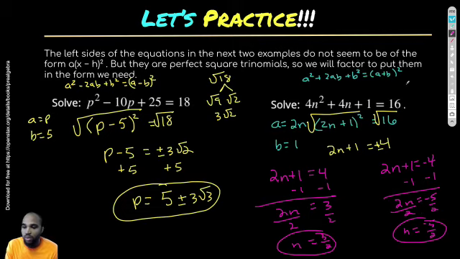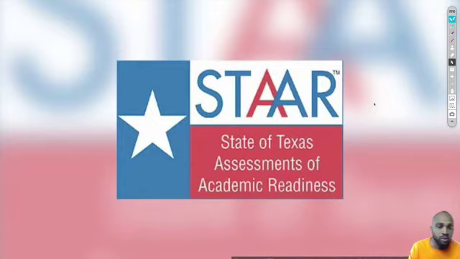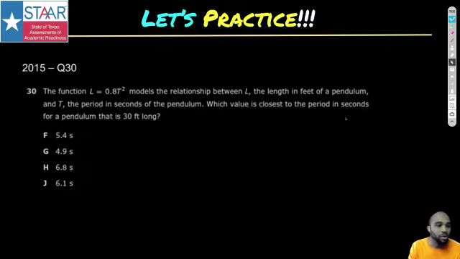There we go. All right, so that's how you would handle that if you had a perfect square situation. Time to look at what it is going to look like on the STAR test. So here's the equation. A few years back, the function L is equal to 0.8 t squared models the relationship between L, the length in feet of a pendulum, and t, the period in seconds of the pendulum.